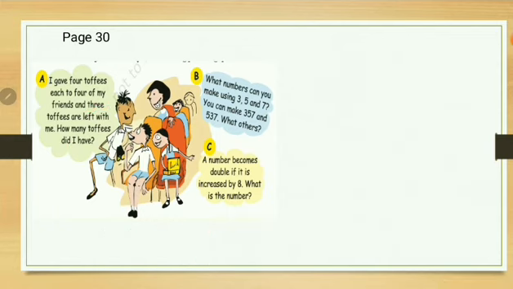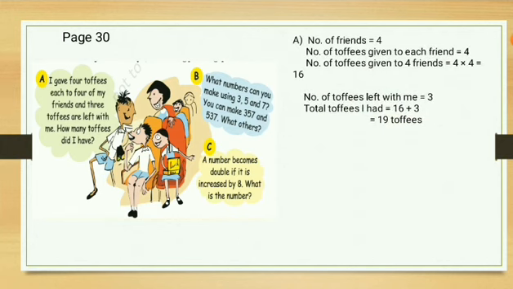So let's see how you are going to write it. Number of friends is 4. So number of toffees given to each friend is again 4. So number of toffees given to 4 friends will be 4 multiplied by 4, that is equal to 16. So 16 toffees you distributed and you are left with 3 toffees. So total toffees you had will be 16 plus 3, that is 19 toffees is your first answer.